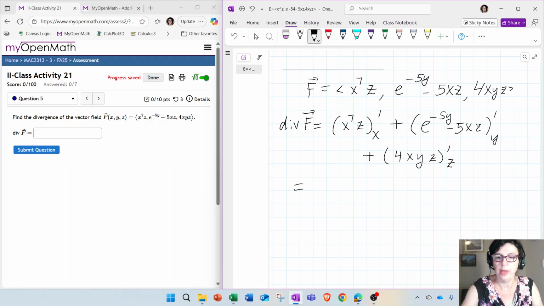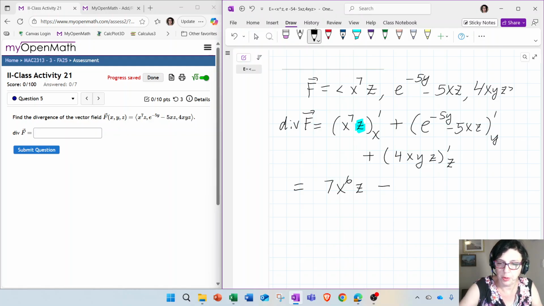The first one, it's a product. Notice how z does not depend on x, but because it's multiplied, we keep it. This is called a constant multiple, and we keep it. Because remember, when you take the partial derivative, you think of the other variables as numbers. So z we keep, and x to the 7 is 7x to the 6. So we're going to have 7x to the 6, and again, we keep z just like it was a number.